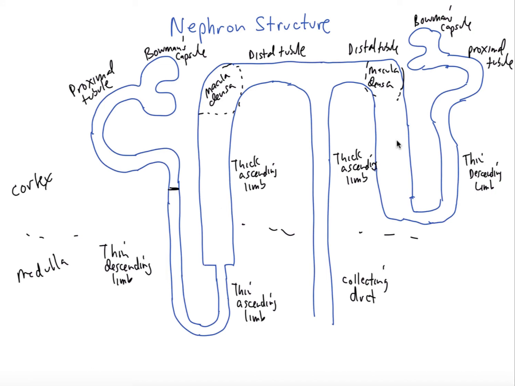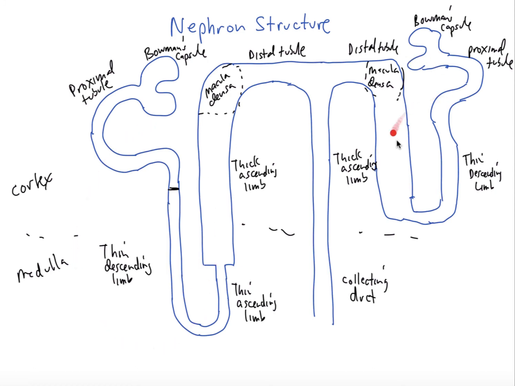And this explains some differences between species and their ability to concentrate their urine and survive environments where there's very little water. In general, in humans, we have about 15% juxtamedullary nephrons and about 85% cortical nephrons, and that differs between species.